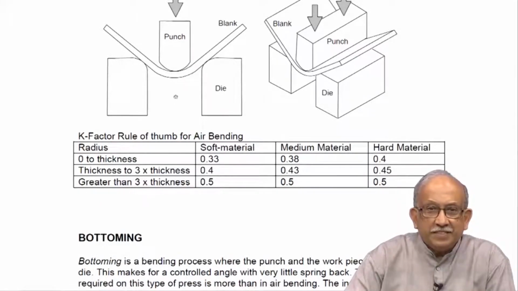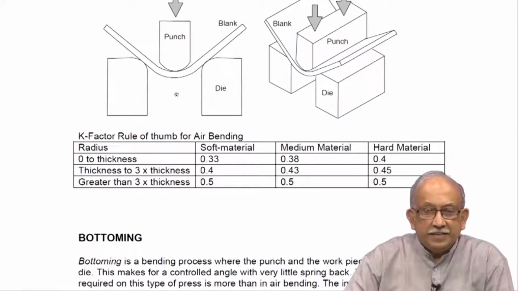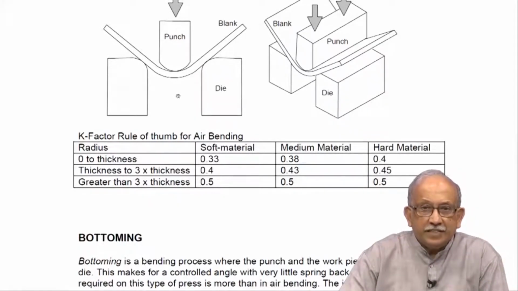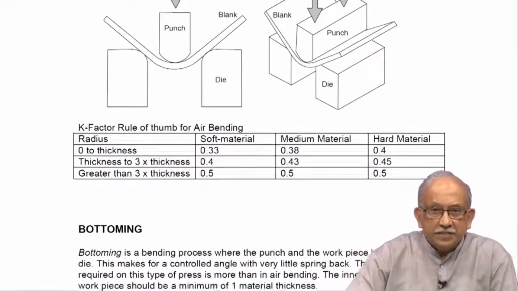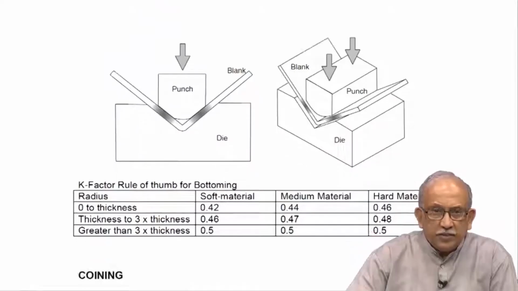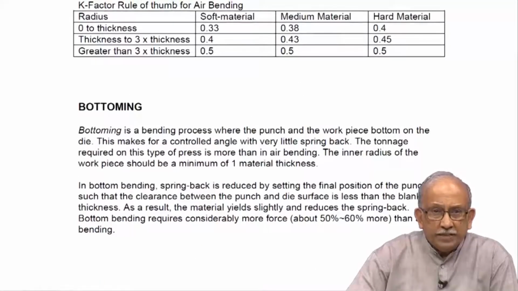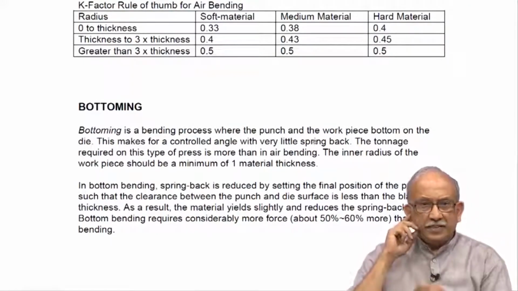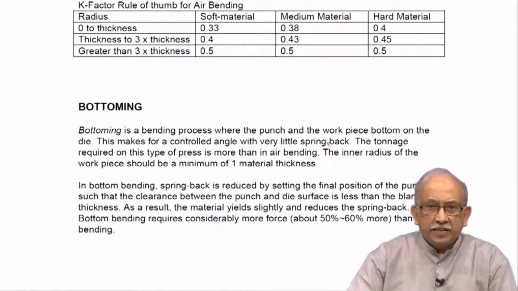And then something else also is, because of this air bending, natural flow of the material, and especially if you use a hydraulic press and go slowly, it seems to give you consistent, better results. The other option is called bottoming. Bottoming is a bending process where the punch and workpiece bottom on the die. This makes for a controlled angle with very little spring back. The tonnage of this type of press is more than air bending.